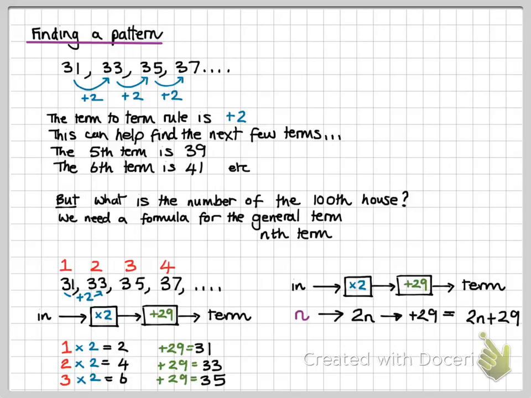Could we use this to find the 100th house number? Yes. n is 100, so 2 lots of n would make 200. Add 29, and we've got the number of the 100th house. It's 229.